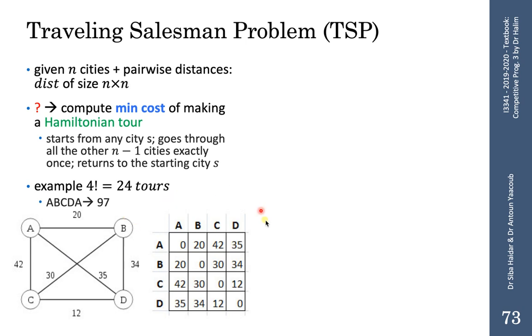Here, this is a distance matrix. Along the diagonal, the costs are 0, of course. To go from city A to city A, you are already in city A, so the cost is 0. And it is a symmetric matrix if the graph is undirected.